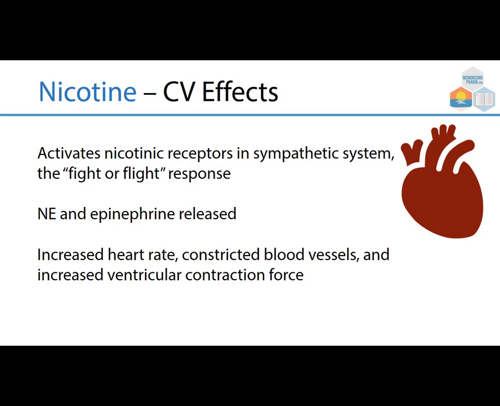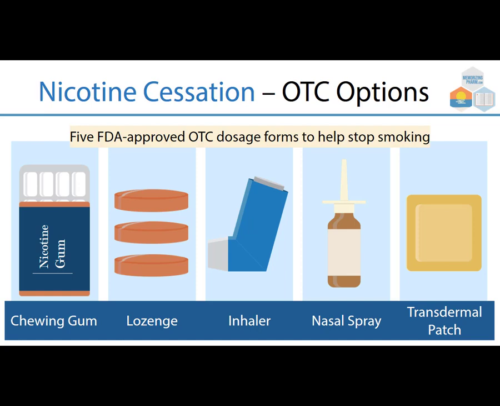So what do we do to stop smoking? What are the options? And there are a lot of them. There are 5 FDA-approved OTC, over-the-counter, dosage forms to help stop smoking. 1, a chewing gum. 2, a lozenge. 3, an inhaler. 4, a nasal spray. And 5, a transdermal patch.